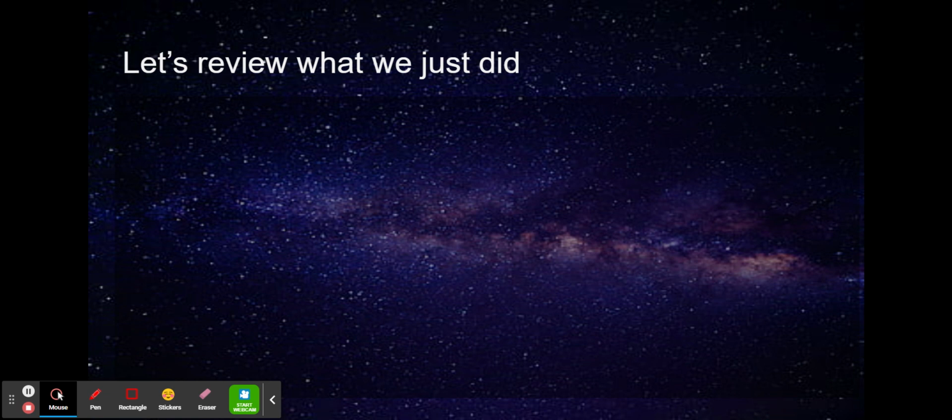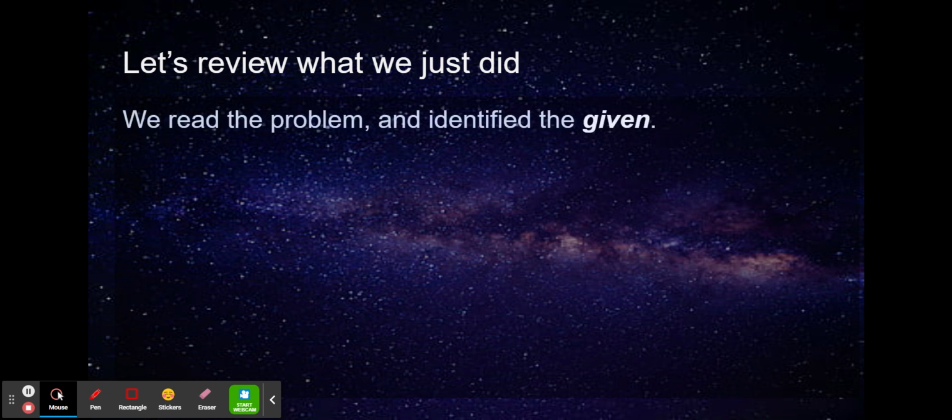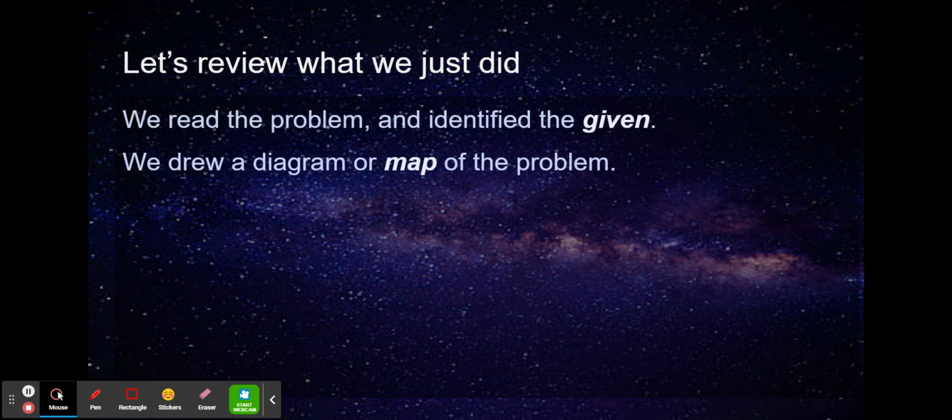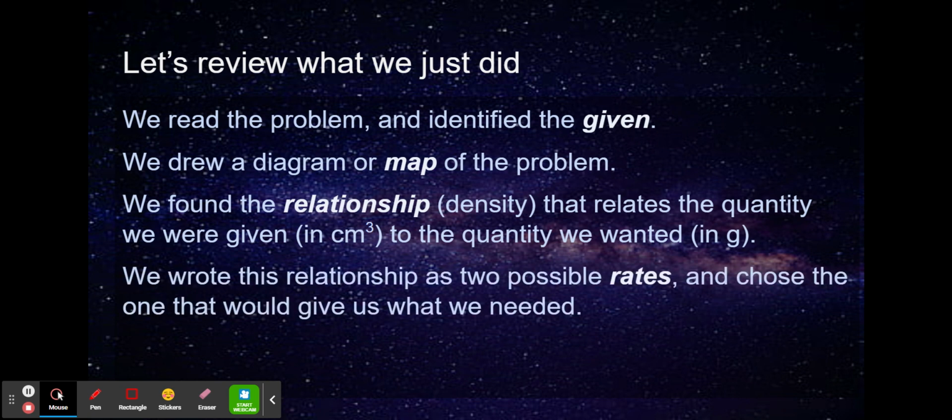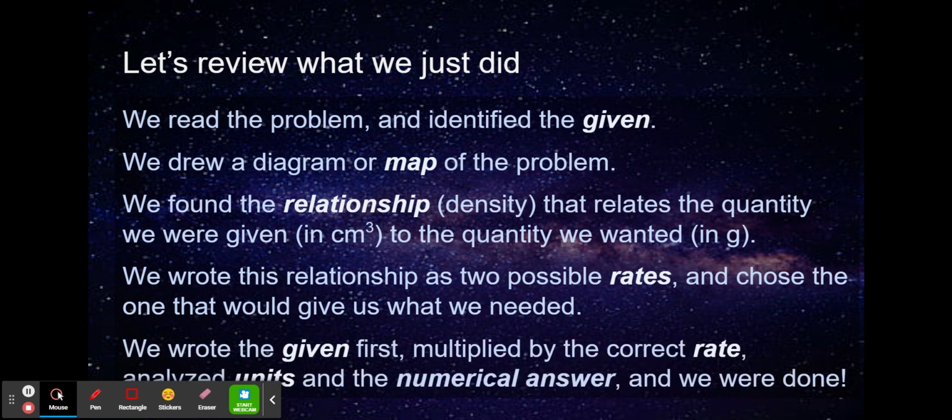All right, let's review what we just did. We read the problem and identified the given. We drew a diagram or map of the problem. We found the relationship, that is the density, that relates the quantity we were given in centimeters cubed to the quantity we wanted in grams. And we often have to go look outside the problem for the relationship. We wrote this relationship as two possible rates and chose the one that would give us what we needed, the one with a target unit on top. We wrote the given first, multiplied by the correct rate, analyzed units and the numerical answer, and we were done.